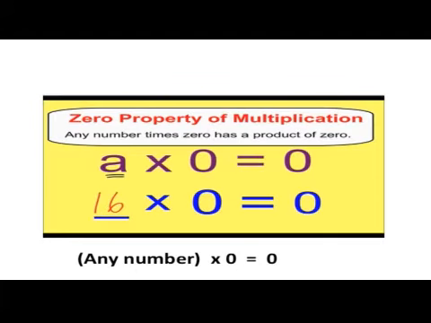The fifth property is the multiplicative property of 0. Do you all know that if we multiply any number with 0, we will get the answer as 0? That is the multiplicative property of 0.